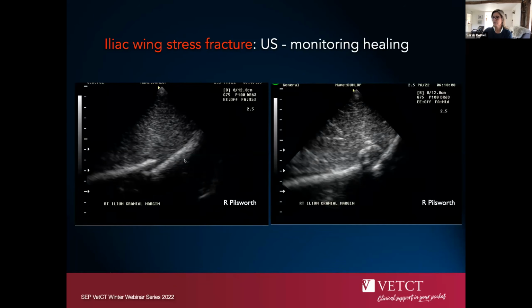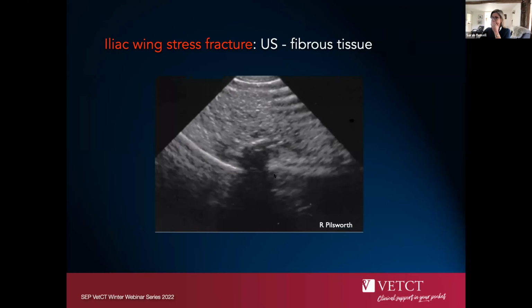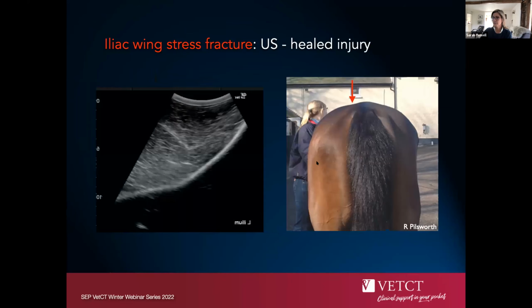So this is the image that I showed you a couple of slides back with the overriding fracture margins, and then 6 weeks later, same horse, and a really good callus response forming there. So you can check that things are coming along the right way. Just a note to say, beware of fibrous tissue that can cause dropout, and that can make you wonder why there's discontinuity of the iliac wing, but it's not uncommon, certainly if the horse was injured previously, to see fibrous tissue within the muscle mass.